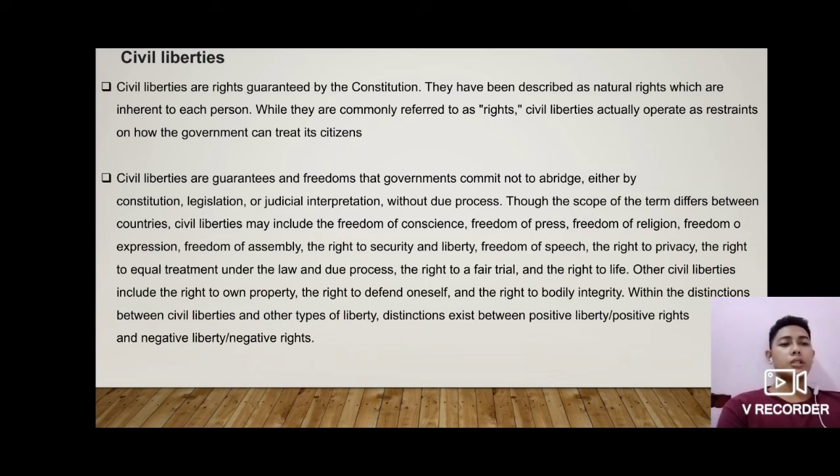Other civil liberties include the rights to own property, the right to defend oneself, and the right to bodily integrity. Within the distinction between civil liberties and other types of liberty, a distinction exists between positive liberty and positive rights, and negative liberty and negative rights.